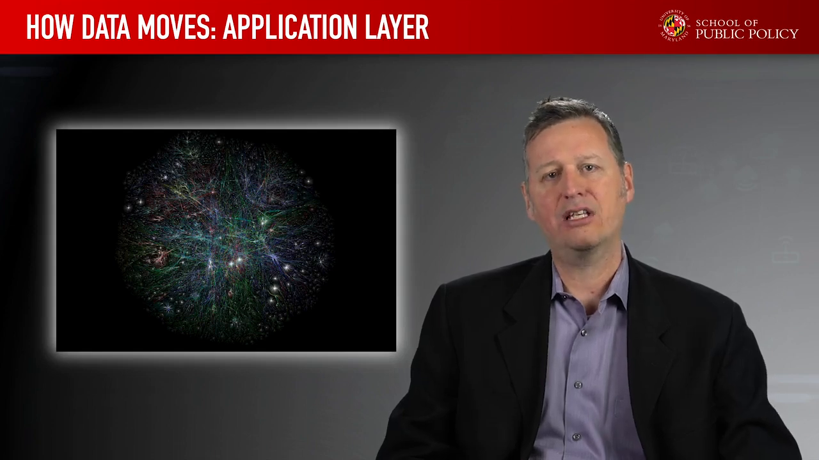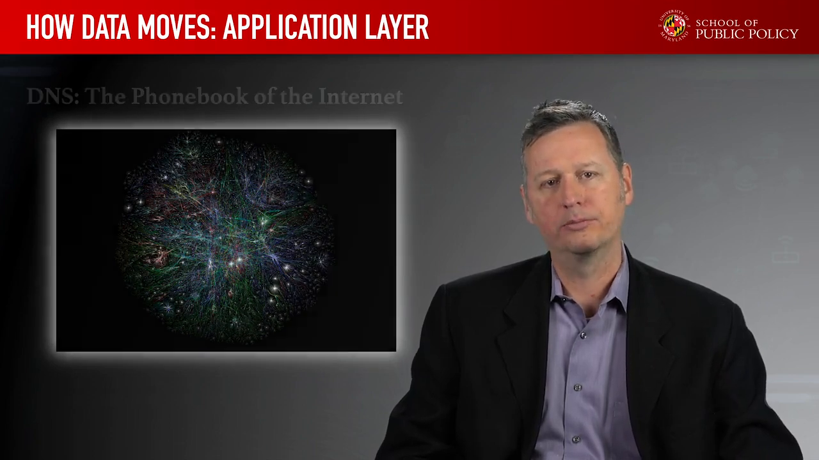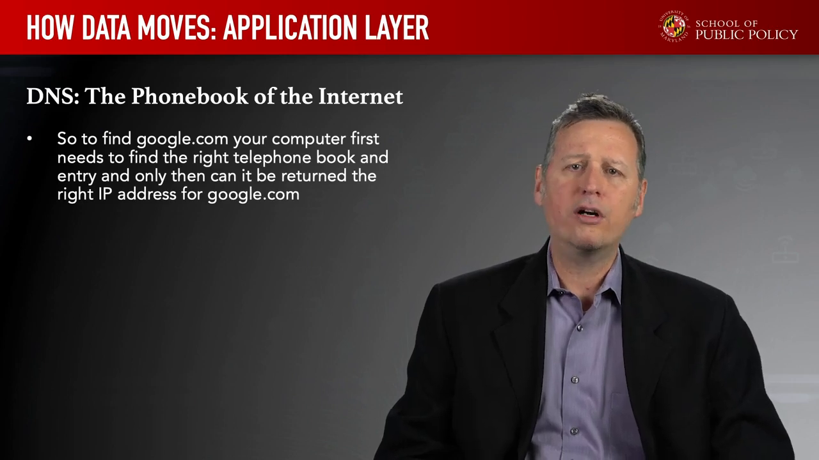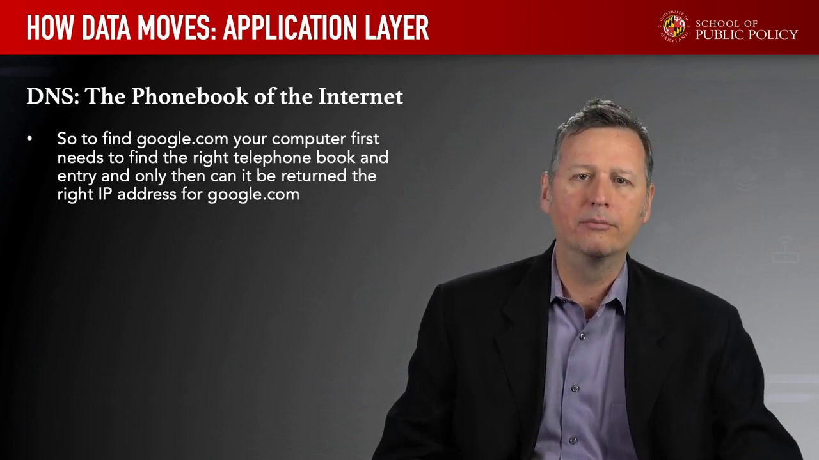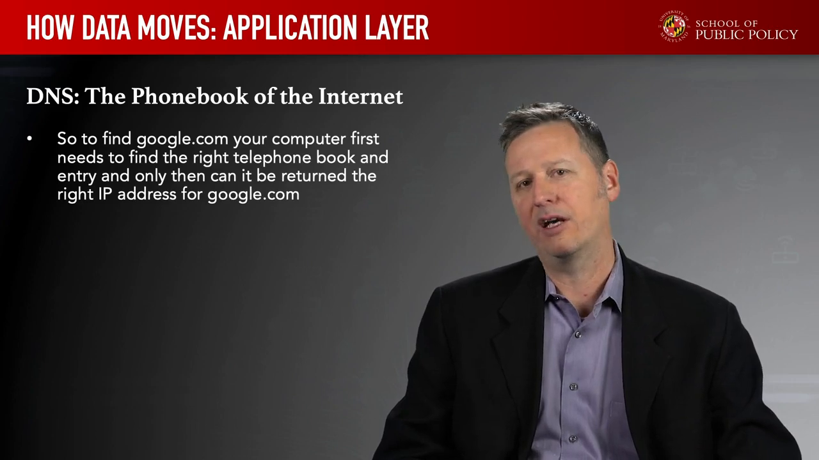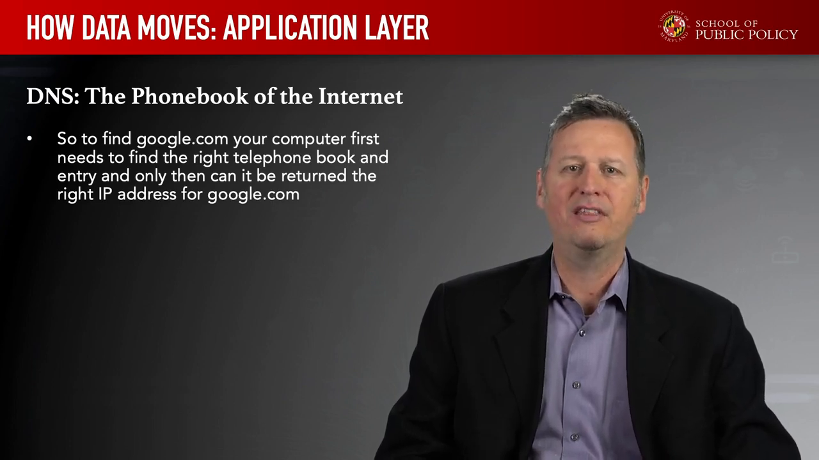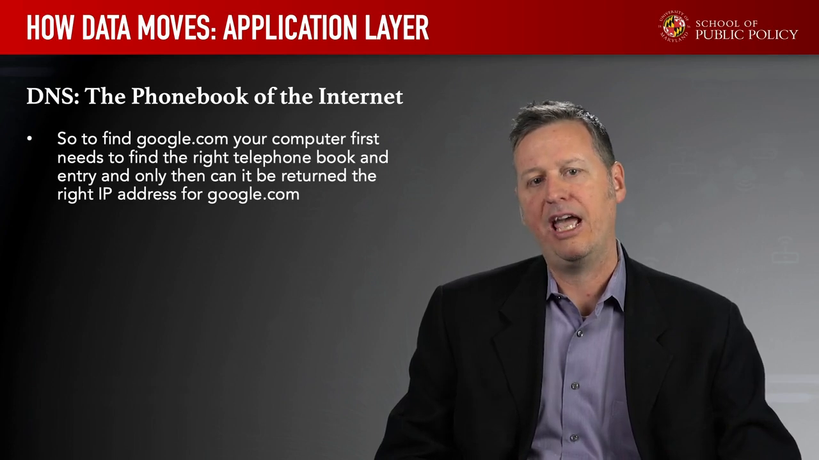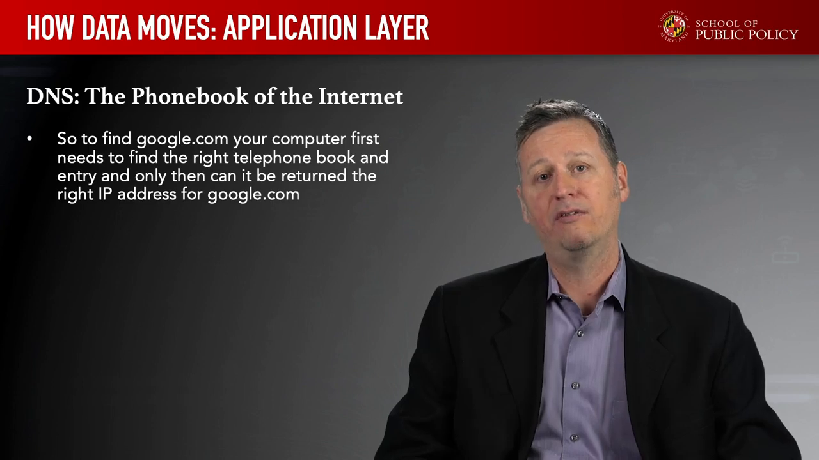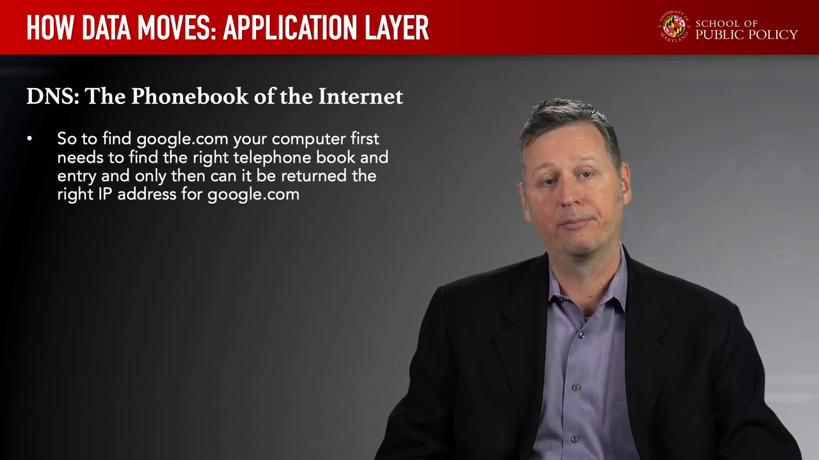So if I have this large set of independent, interconnected networks, how do I know where to go? In order to find google.com, our computer first needs to find the right telephone book. And once it has found that right telephone book, because there are different versions of it, then it can find the right entry, and only then can it return the right Internet Protocol address that pairs with google.com.